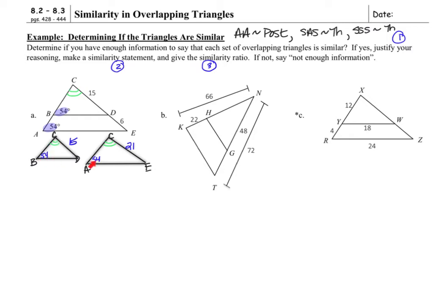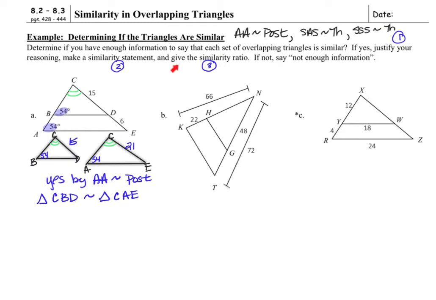So if I'm looking at the information I have, I have two angles and a side. That would fit best with the angle-angle similarity postulate. Because I know that they have two angles that are congruent, I know that these triangles are similar. So if they're similar, we want to justify our reasoning. We justified it here. We want to write a similarity statement. So we have triangle CBD is similar to triangle CAE.